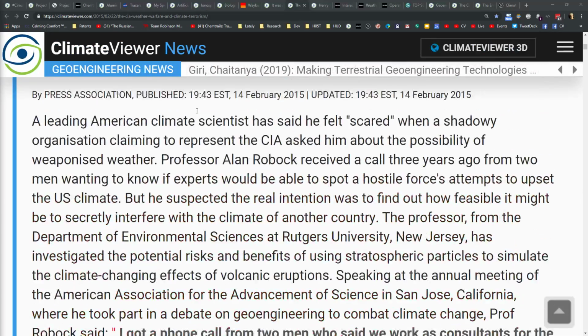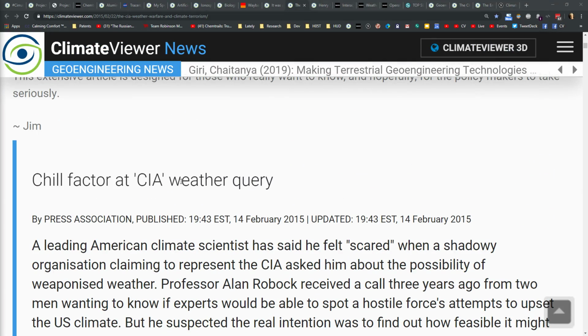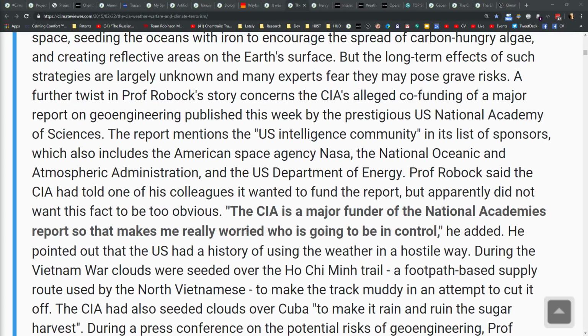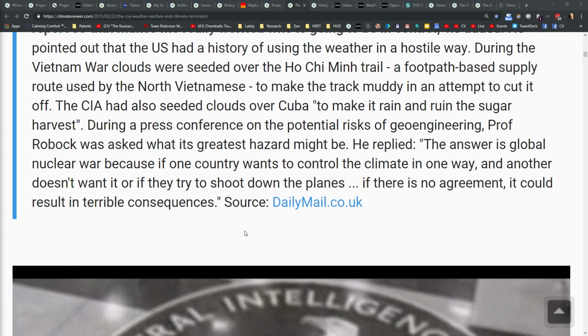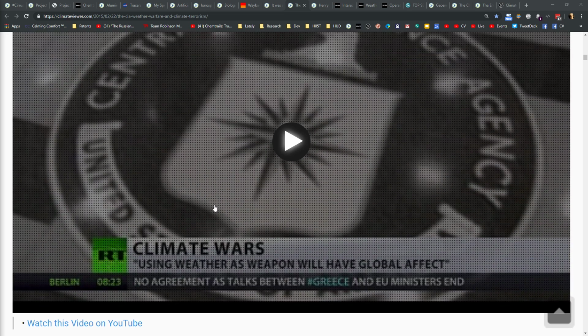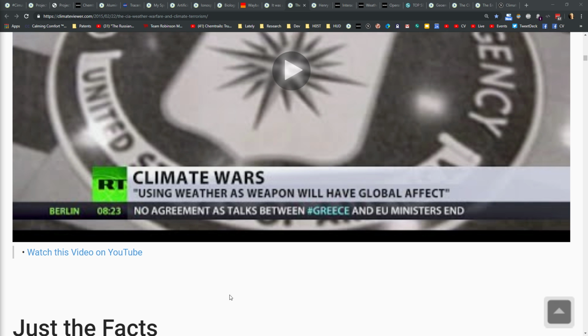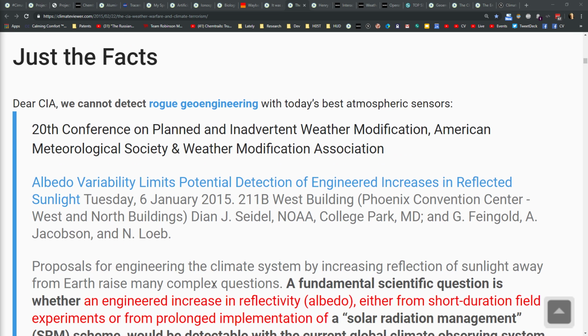And this is from an article titled Chill Factor at the CIA Weather Query, and it was published in 2015. So CIA calls up a geoengineer, asks, would we know? I mean, climate wars, using weather as a weapon, will have a global effect. That's RT right there. But anyway, dear CIA, we cannot detect what's called rogue geoengineering with today's best atmospheric sensors.